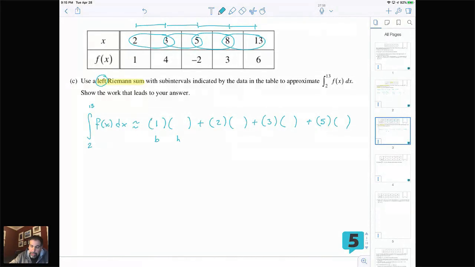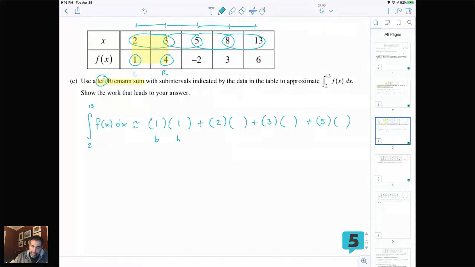So when you're in rectangle number 1, it goes from 2 to 3, okay? Basically, you've got 2 heights to choose from. You've got the height of 1 and you've got the height of 4. But they told us to use the left-hand Riemann sum. That means I'm choosing between the left and the right height. I'm choosing the left one. I'm going to go, in this case, with the f of 2 value, which is 1.